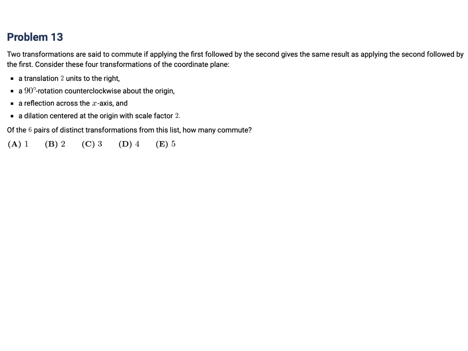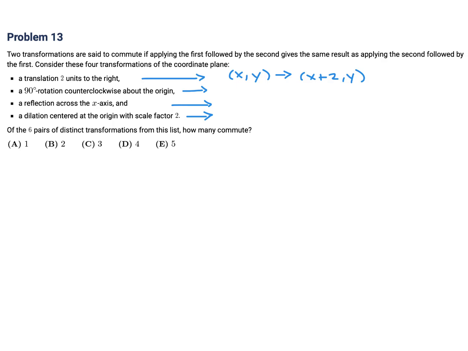All right, so we have to convert these sentences to actual math operations, and I'll explain. So the first one, if you have (x, y) and it goes through that transformation, it would go to (x plus 2, y). That's basically what that sentence means, translation 2 units to the right.